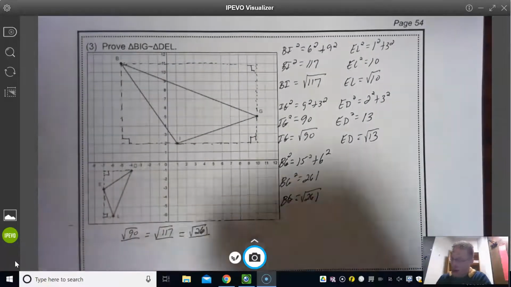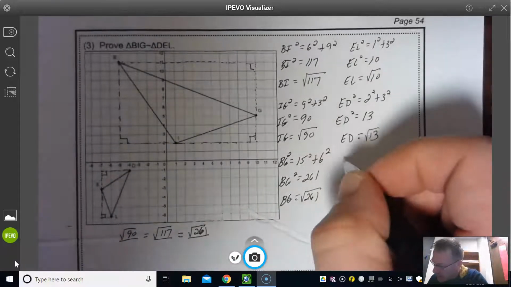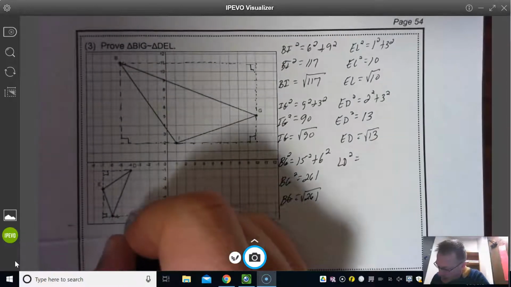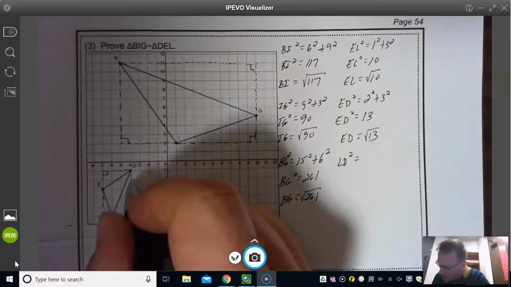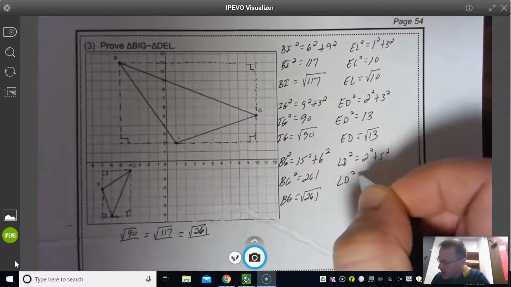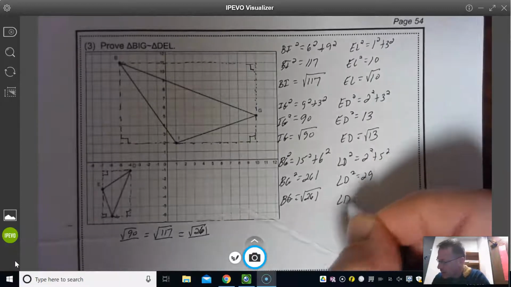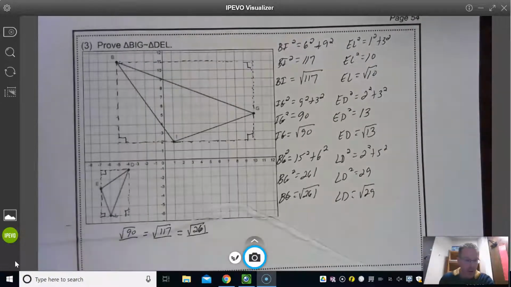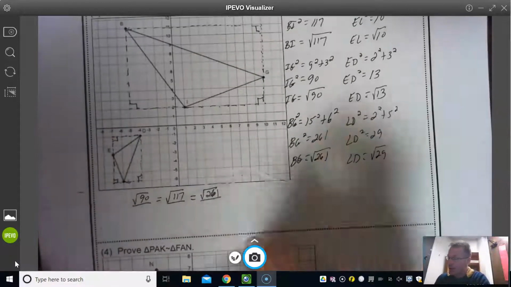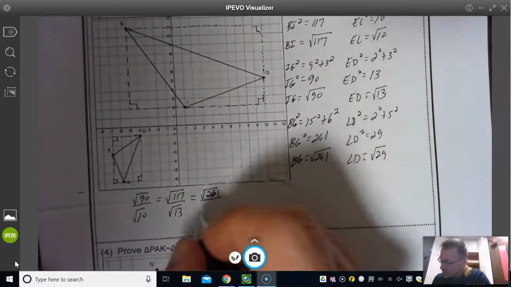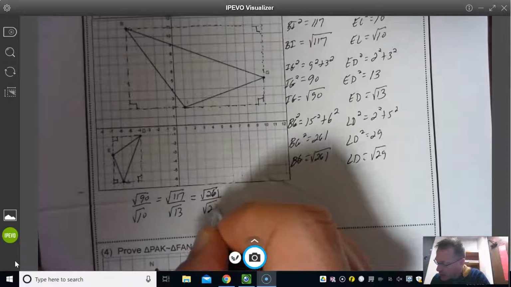And then our final side here is LD. LD squared is equal to, I'll draw that in real quick here. All right, so that's 2, and then 1, 2, 3, 4, 5. So 2 squared plus 5 squared. LD squared is equal to 29, which means that LD is equal to the square root of 29. So there are the three side lengths for that triangle. Now, once again, we've got to put those in order. So I get the square root of 10, the square root of 13, and the square root of 29.